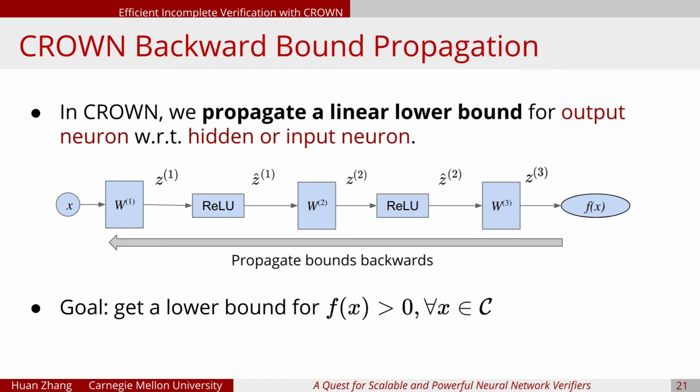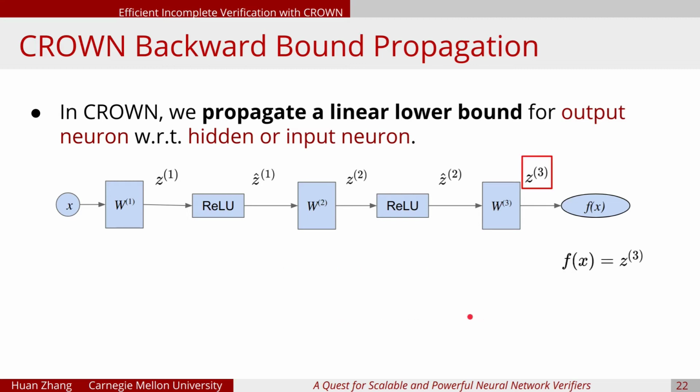In the CROWN verification algorithm, we propagate the linear lower bound for the output neuron with respect to a hidden or input neuron. We propagate from the last layer to the input, and the goal is to get a lower bound for the input f(x). So roughly speaking, the algorithm works like the following.